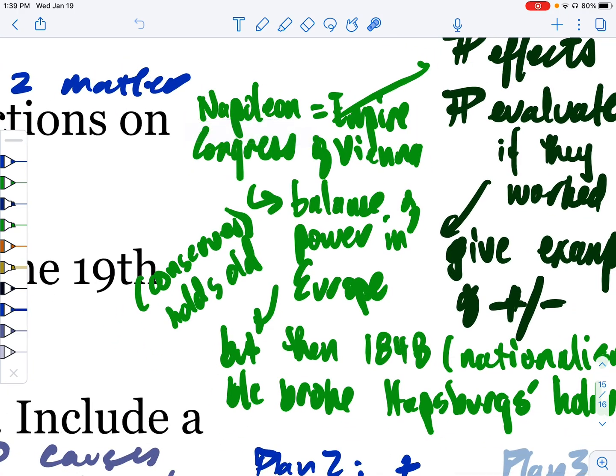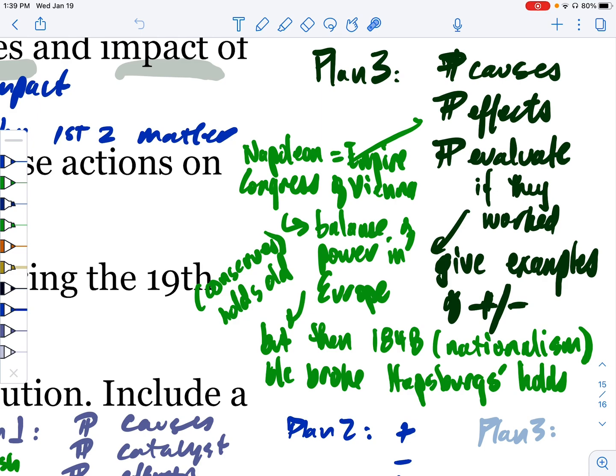Napoleon is an effect of the French Revolution. He created an empire, right? When he is finally defeated at Waterloo, right? His empire comes apart. The powers in Europe, mostly the conservatives who want to hold on to the old way. They want to conserve the old ways, right? What was the old ways?